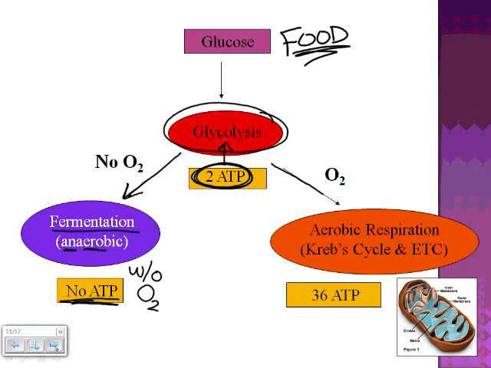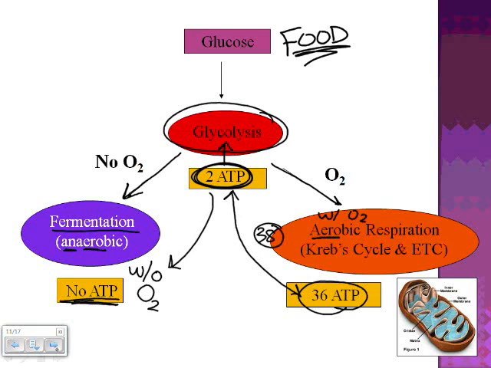Or, if there is oxygen, remember, aerobic with O2, which is the Krebs cycle and the electron transport chain. It's going to take place in our mitochondria. We're going to get 36. So, in this case, we've got 38 total. In this case, our total is still just 2.